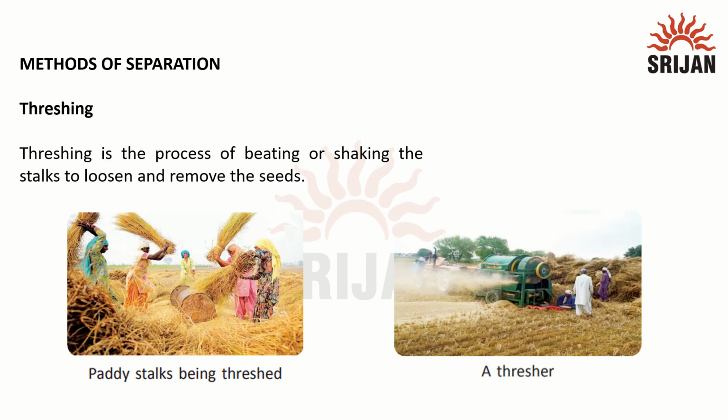The second method is threshing. Threshing is used in the agricultural field wherein we beat or shake the entire stalk of the plant to loosen and remove the seeds. Now the paddy stalk can be threshed to remove the paddy grains from it, or we can use a thresher, a machine, to do a similar process. It can be manual or machinery.